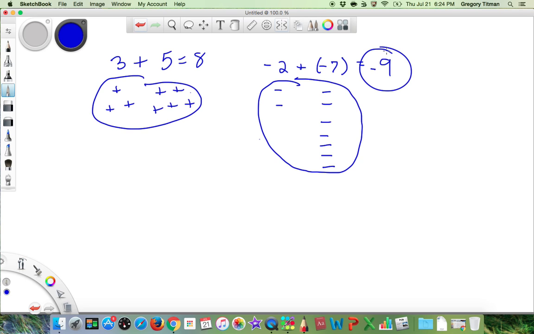Adding a negative to a negative is not too difficult because it's very similar to adding two positives. You just get a negative solution. Where it can get a little tricky is when we're adding a negative integer and a positive integer. So let's look at our next problem here: negative 11 plus 3. Again, let's represent this pictorially. So we have 11 negatives. I owe somebody $11. 7, 8, 9, 10, 11.